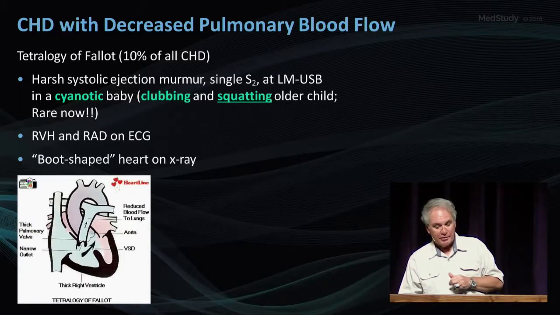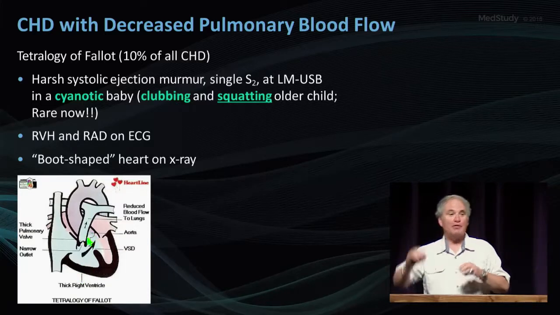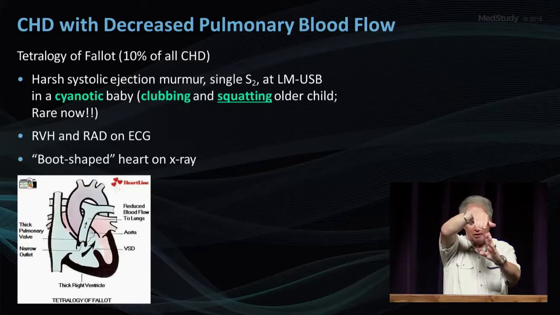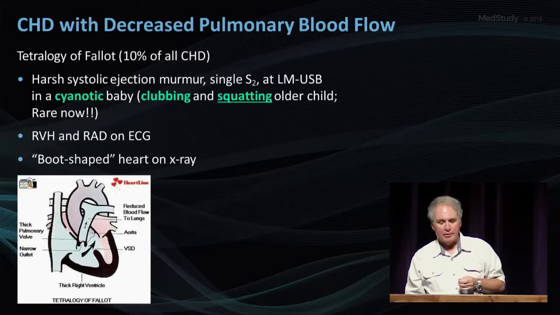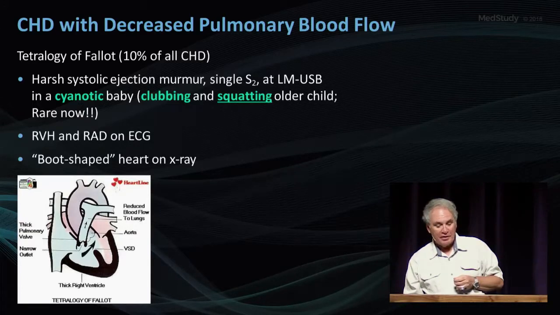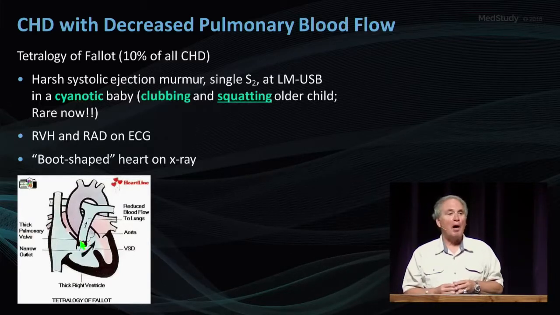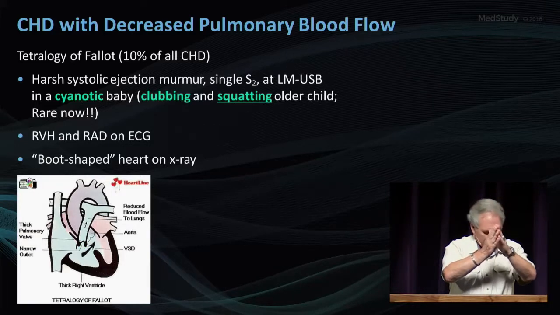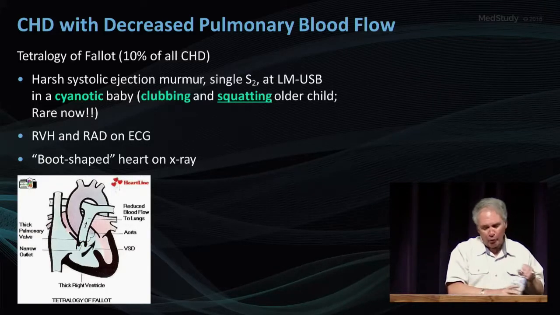Tetralogy of Fallot consists of a ventricular septal defect, thick right ventricular hypertrophy, the famous overriding aorta. The aorta hangs over both the right and left ventricle, and what causes the cyanosis and the murmur is this thickening of the muscle beneath the pulmonary valve, subpulmonic stenosis. So blood can't get out the pulmonary artery and instead goes out the aorta.